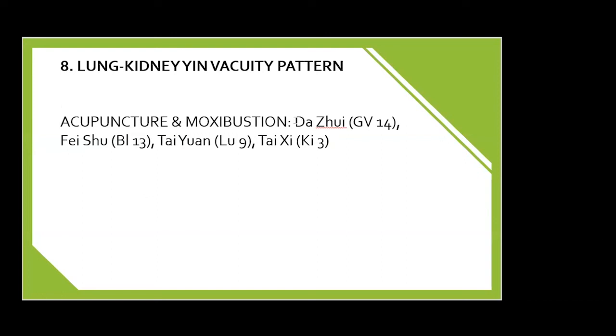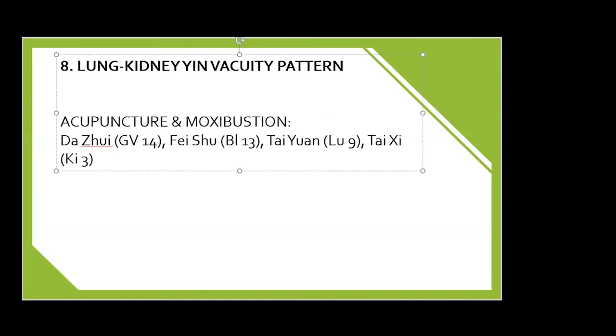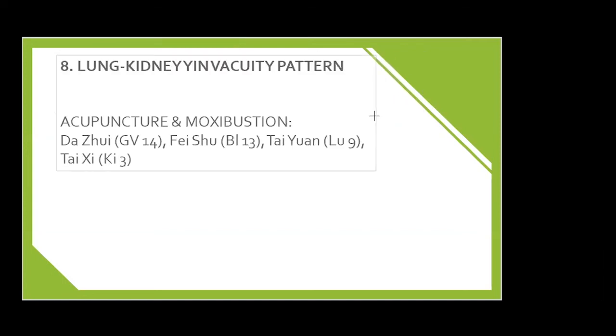Acupuncture treatment: the patient has some heat, so Da Zhui, Du 14, clears internal heat and external heat. We can still go to the back shu points of the lung, to tonify and nourish there, and the yuan source points of the lung, Lung Nan, to tonify the lung. Kidney 3 is mainly for tonifying, the yuan source point of the kidney. So that's for the lung and kidney yin deficiency part.